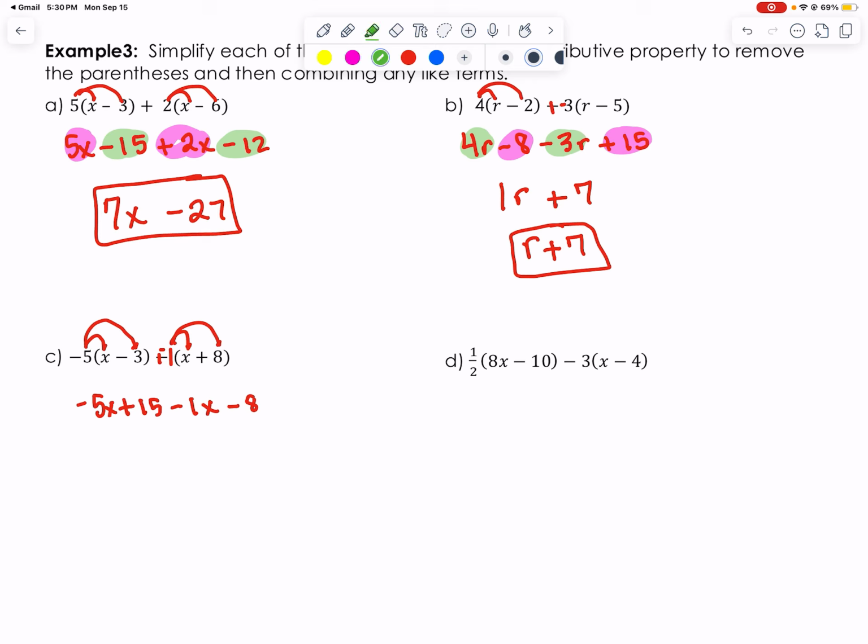All right, let's combine like terms. Negative 5x minus 1x would give us negative 6x. And 15 minus 8 would give me positive 7.